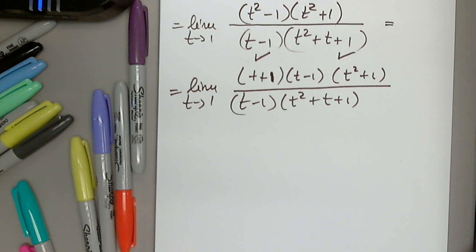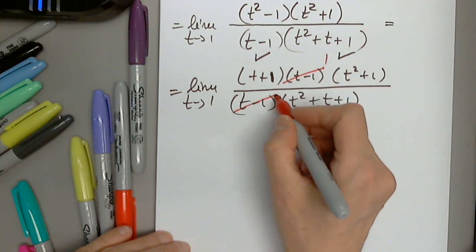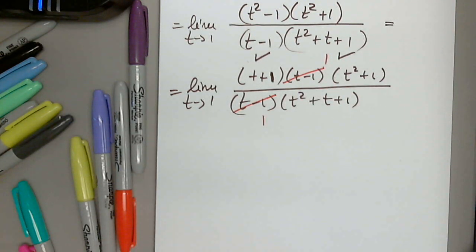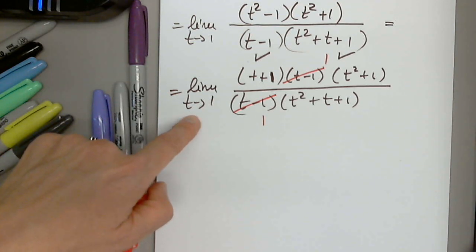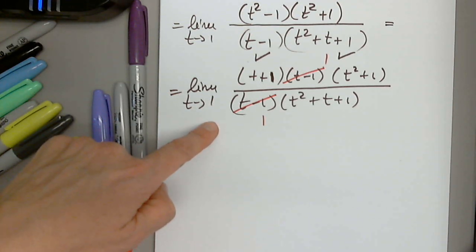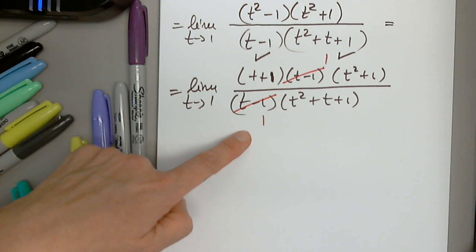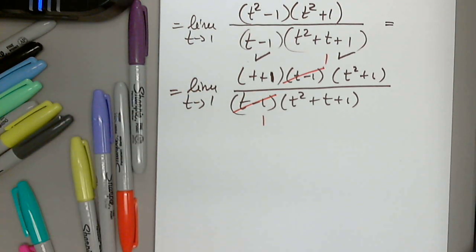Because we got 0 over 0, there is a factor of t minus 1 at the top, and there is a factor of t minus 1 at the bottom. Do we see them? Once I remove this factor, and there is no other factor of t minus 1, the problem is gone. So as long as I can remove the t minus 1 from the denominator, of course with one from the numerator, then the limit will exist.